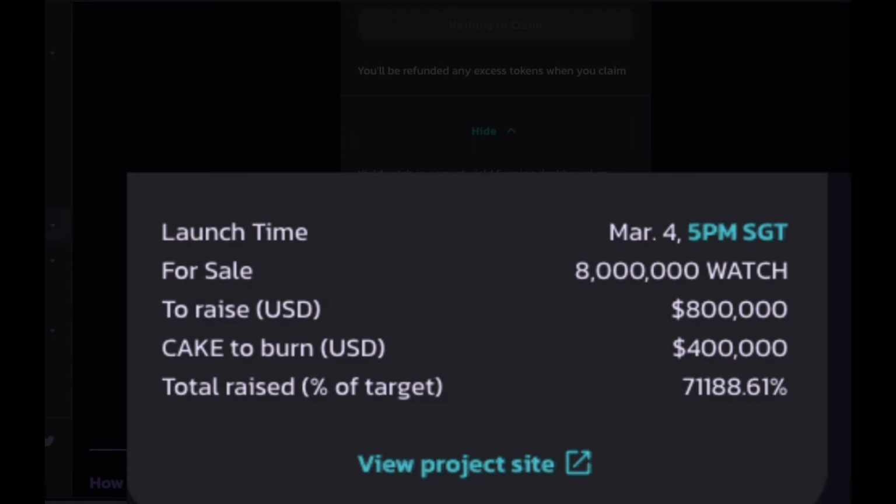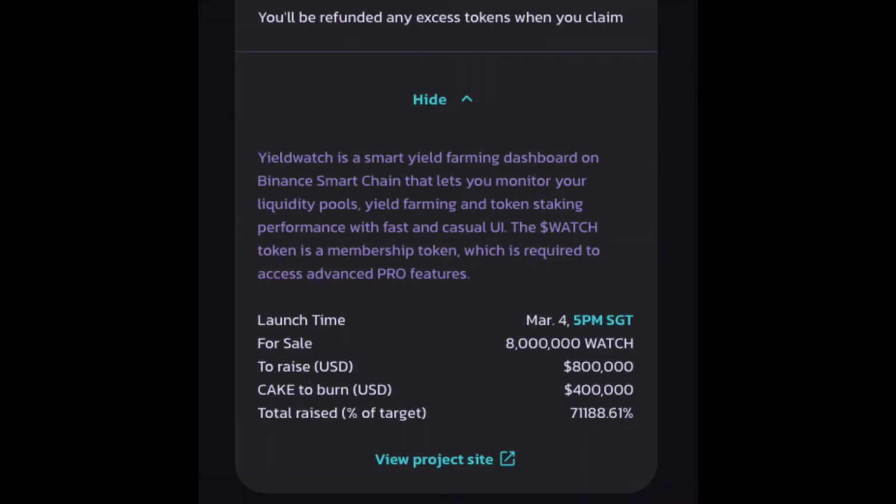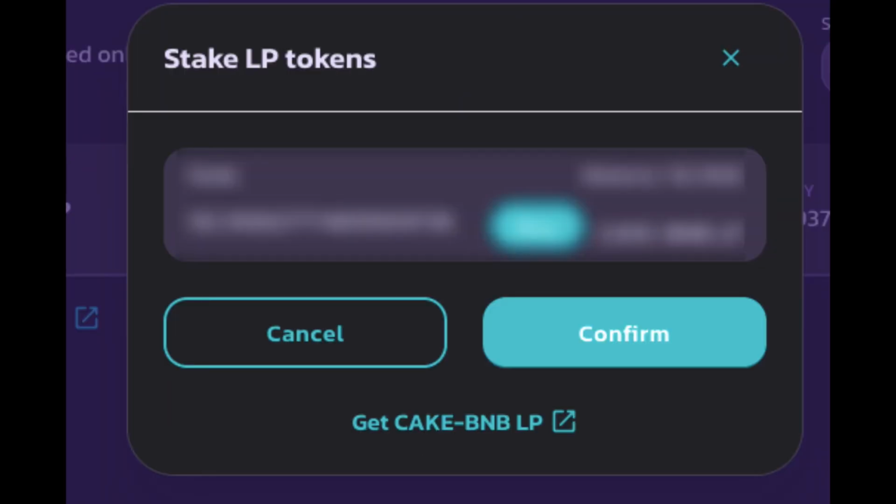The total raised percentage will be updated live during the 1 hour raise, and it's a really important number to keep an eye on. So for example, if I'd like to get a decent share of a token, then I'd put in a large amount of Cake BNB LP tokens. I'd expect not to have to use all of these LP tokens anyway, as the IFOs are almost always oversubscribed. But it's prudent to make more than one deposit of LP tokens.